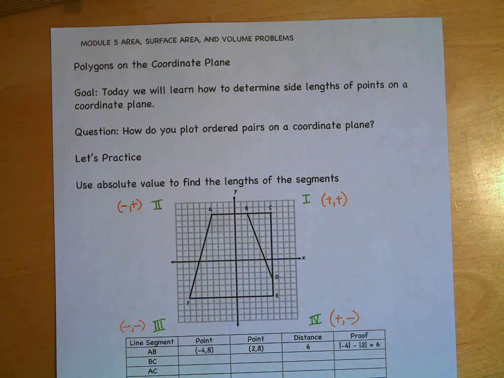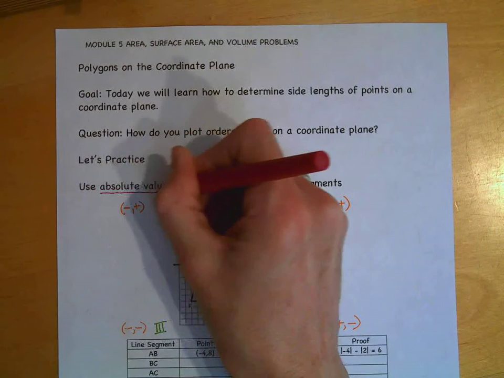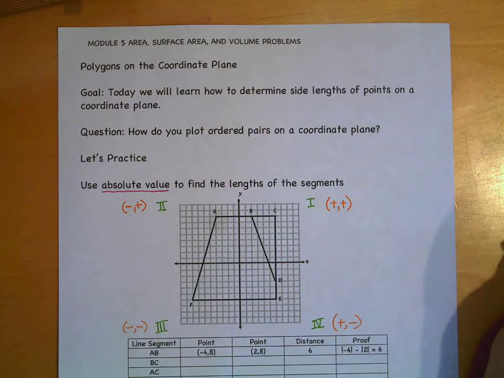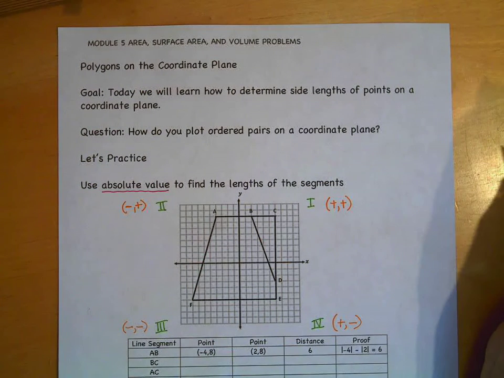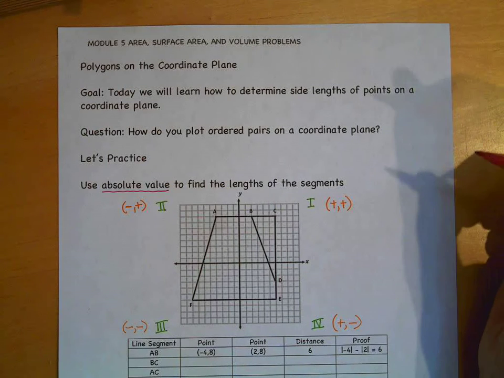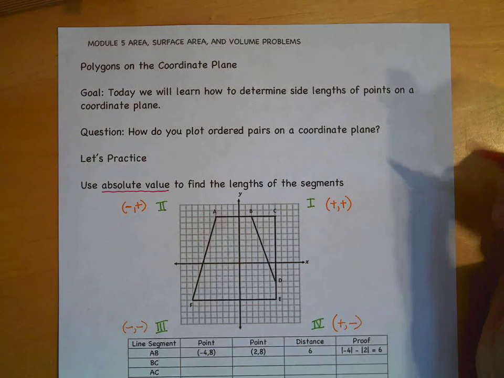And if you remember what absolute value is, just another review of everything that we've learned, absolute value means the number of hops from 0. So we have to figure out how long it is, and then we've got to take that and count the number of hops from 0.